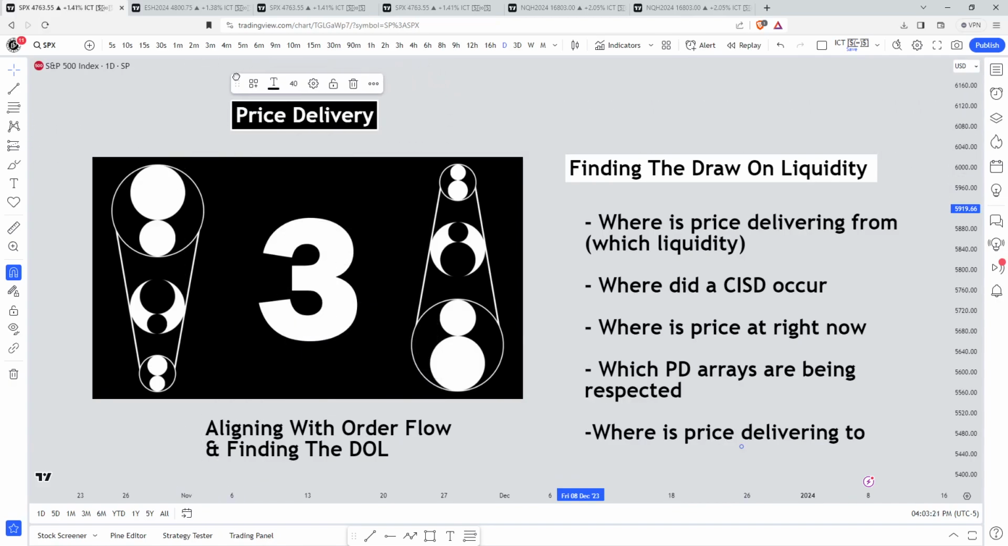So the goal isn't to find every single day bias using this. Sure, it's possible, but there's going to be times where you're uncertain, and in that uncertainty, you just do nothing. You just wait for a high probability scenario to present itself again, because there's always going to be future setups. So I'm going to go onto a chart, and you're going to see me answer these questions.